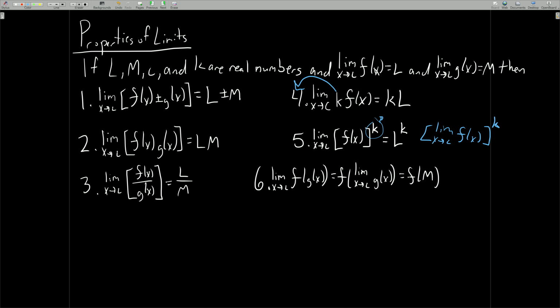Now if you have a limit of a composite function like this, then you take the f or g or whatever it is, and you move it to the outside of the limit. So now you have f of the limit of g of x as x approaches c. We'll see some examples.